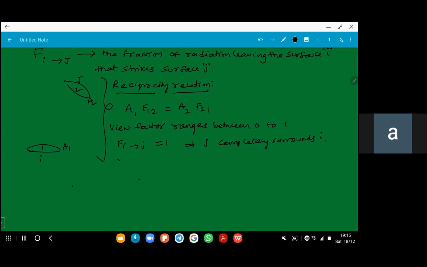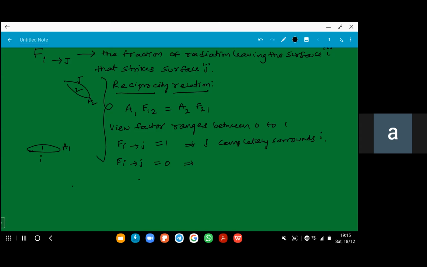For example, if F of I to J is 0, the two surfaces do not have a direct view. I can never see J, and J can never see I. Likewise, sometimes for the same surface, F11, radiation leaving 1 may not strike 1 again, so F11 is 0. I'll tell you examples later.